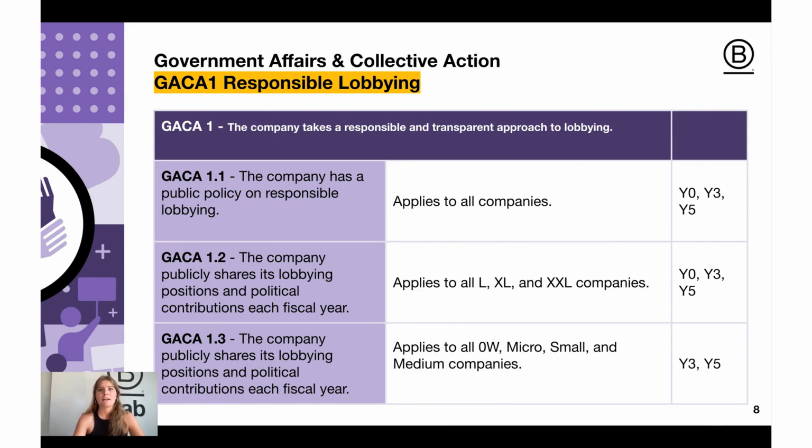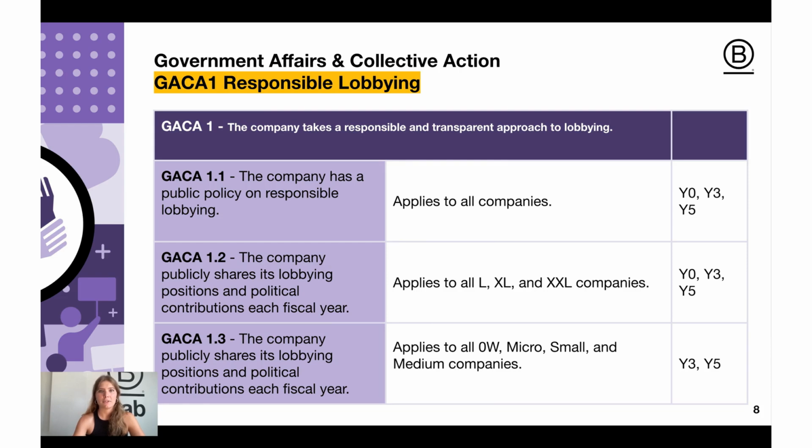GACA 1. The company takes a responsible and transparent approach to lobbying. So first of all, lobbying is a set of actions taken by a company to influence public policy. This includes financial or in-kind contributions, participation in lobbying groups, and collaboration with third-party lobbying organizations.